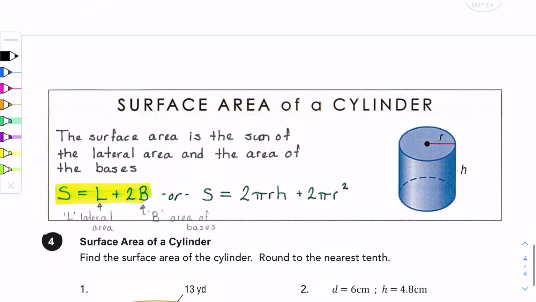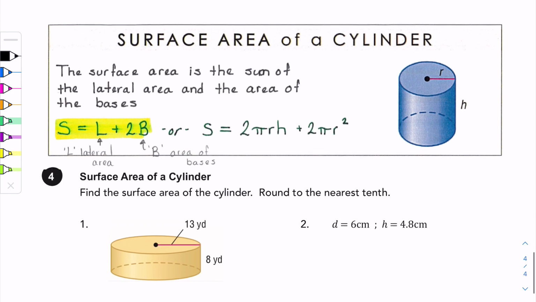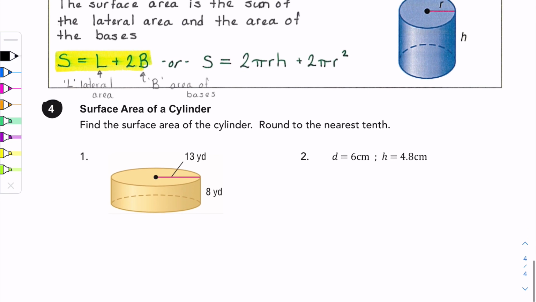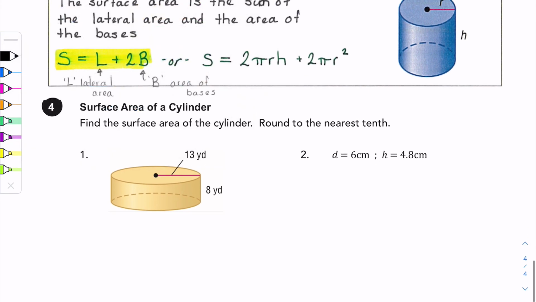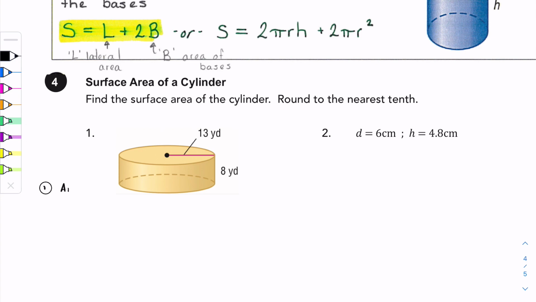Now for the surface area of a cylinder, it's very similar to the surface area of a prism, but the surface area is the sum of the lateral area and the areas of the bases. So we're actually going to follow the same exact process that we did the last time. The first step in the last examples and in this example is going to be to find the area of the base. I use this formula that I have highlighted: the lateral area plus 2 times the area of the base.